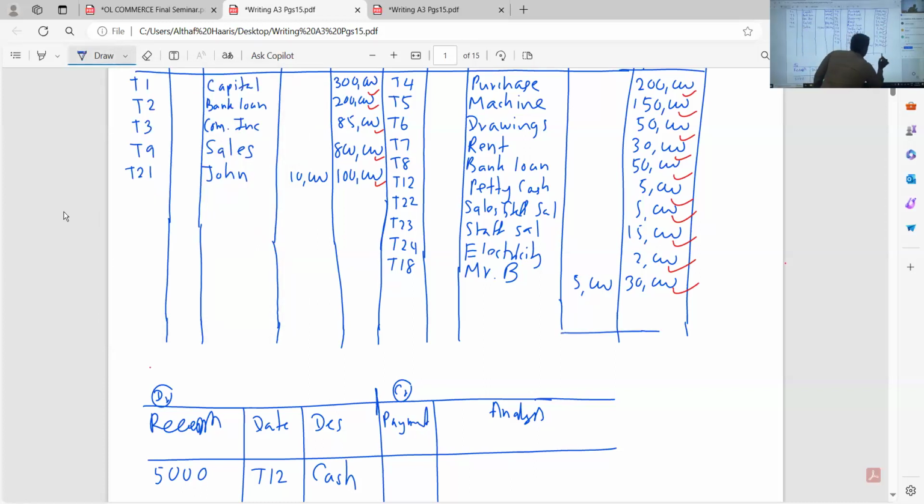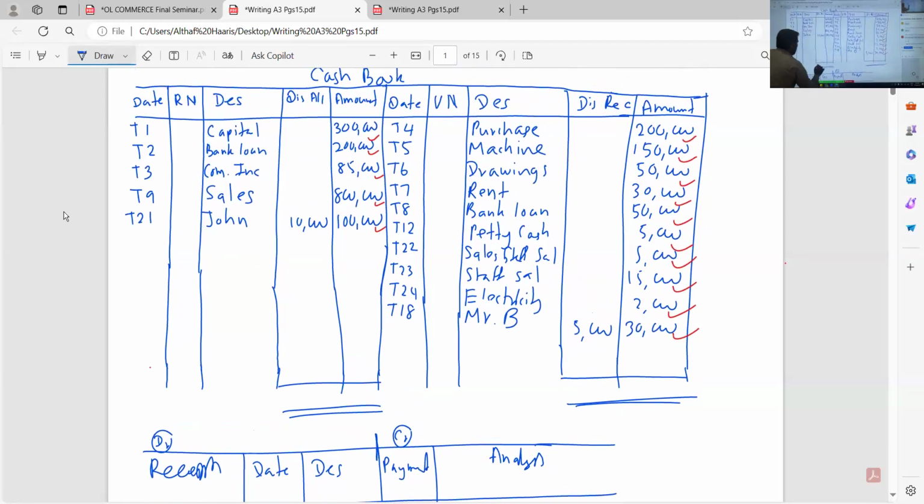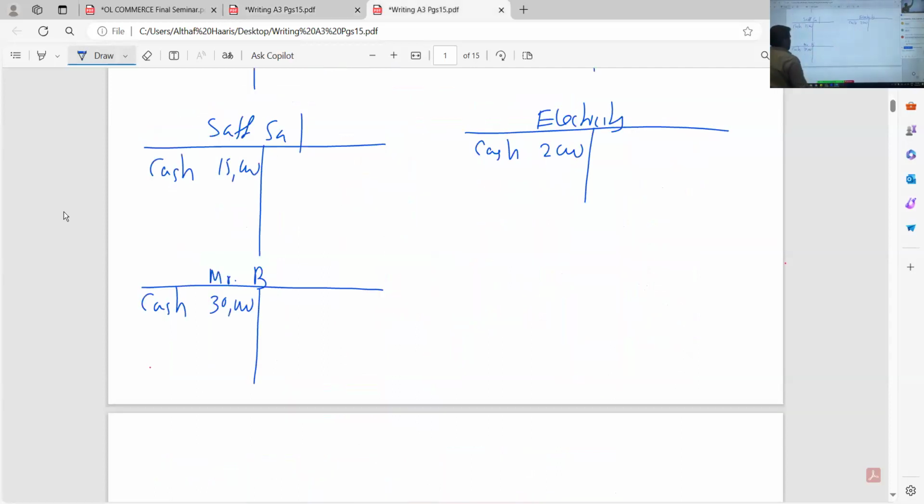We'll quickly balance it off. So we'll record these discount amounts. Discount here 10,000. Everyone tell me the discount given double entry. Discount given is an expense.